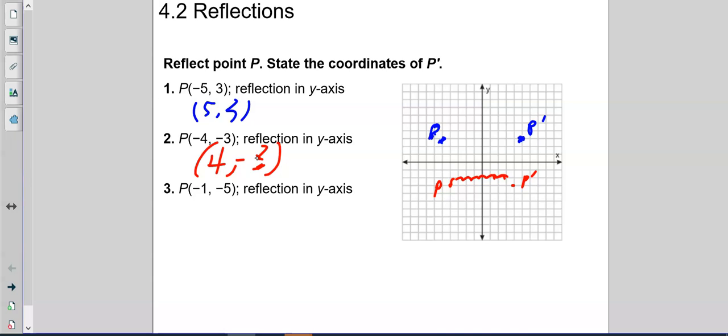Last one, (-1, -5). So I go left 1 and down 5. Use a different color. 1, 2, 3, 4, 5. All right. So that's my P right there. And then it's 1 away from the y-axis, so it's going to be 1 away from the y-axis over here. That's going to be (1, -5). Do you notice anything about those? We'll talk about that.